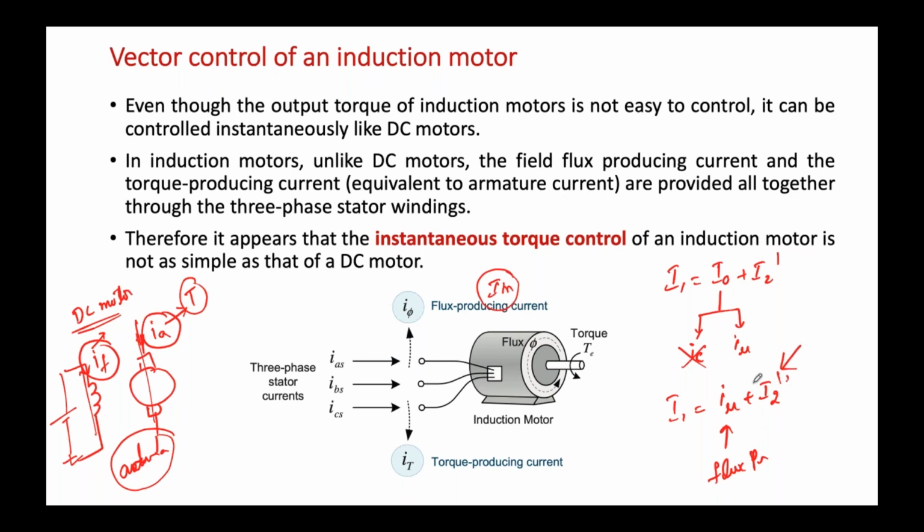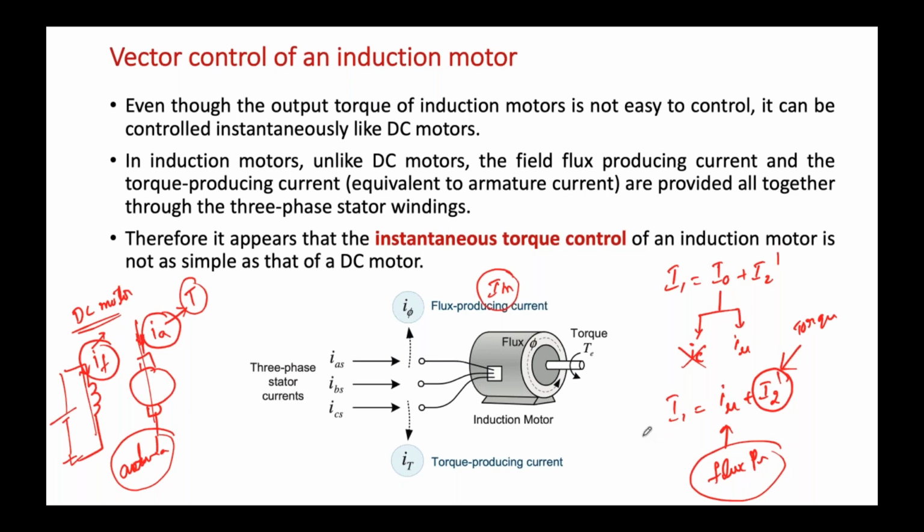What is the function of I2 dash? Anyone? What is the name of I2 dash, from the audience? Secondary equivalent of primary current. This is called the torque producing component. Am I correct or not? If the burden increases, the secondary current increases. If the secondary current increases, I2 dash also increases. I2 dash is nothing but the secondary current referred to the primary side. If there is any secondary current, it will immediately reflect on the primary side. That is why I2 dash is called the torque producing component, and I mu is called the flux producing component.